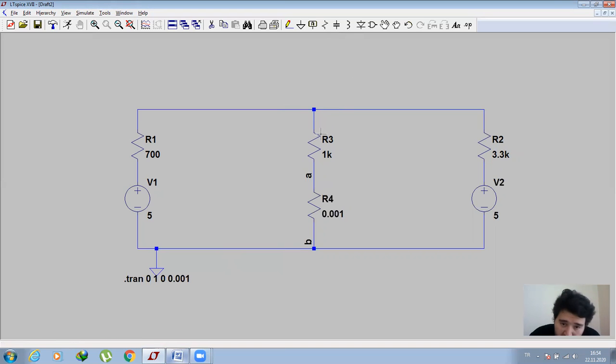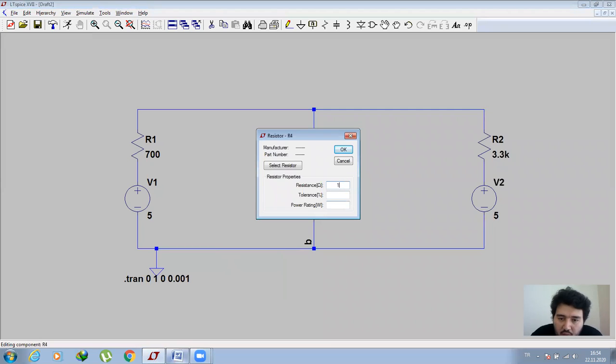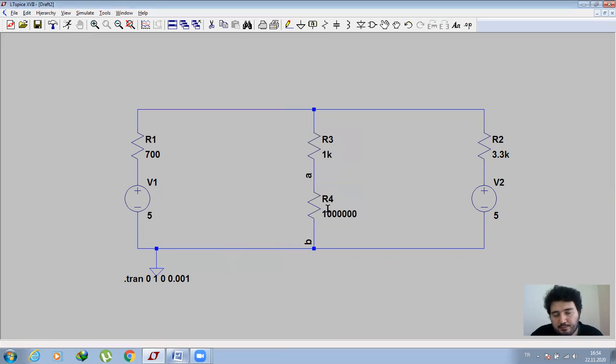So the equivalent resistance, the Norton resistance between node A and node B, according to my calculation and my values, is 1.577 kilo ohm. So I can change this value to 1 million ohm because I want to measure the voltage for this node, and I'm clicking OK.